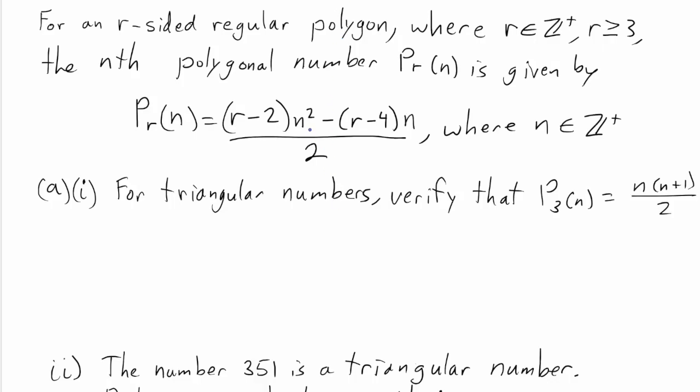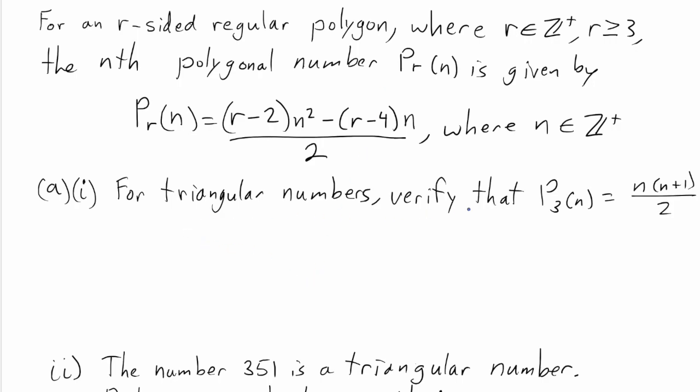In this question, we are asked to investigate polygonal numbers. So for an r-sided regular polygon, where r is a positive integer greater than or equal to 3, the nth polygonal number is given by this equation right here. There's lots more information in this question, but this is the main thing that you need to use here: the formula for any polygonal number.